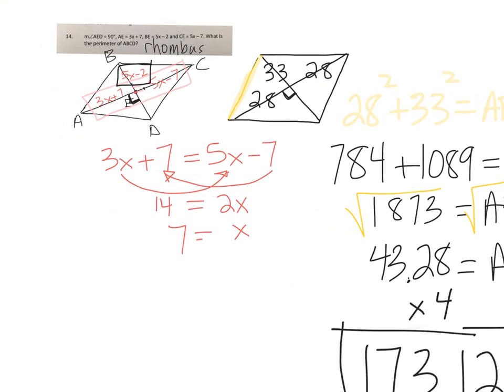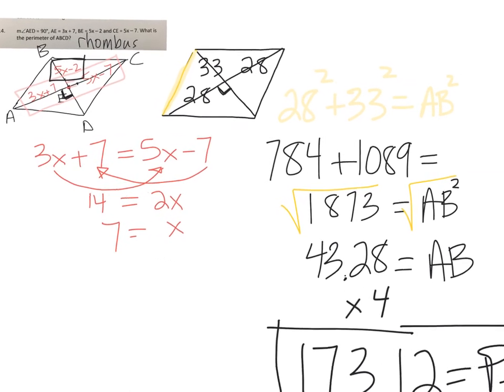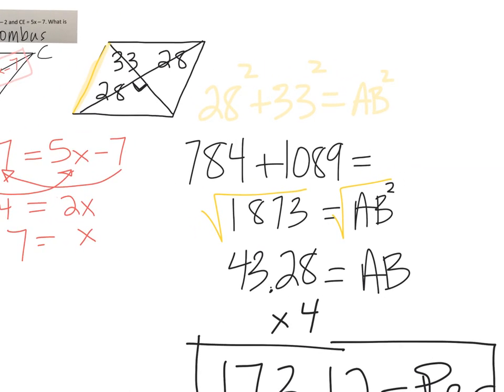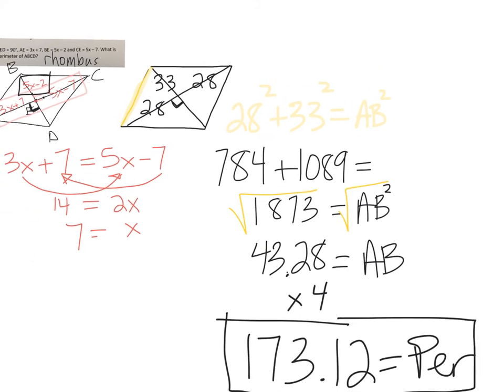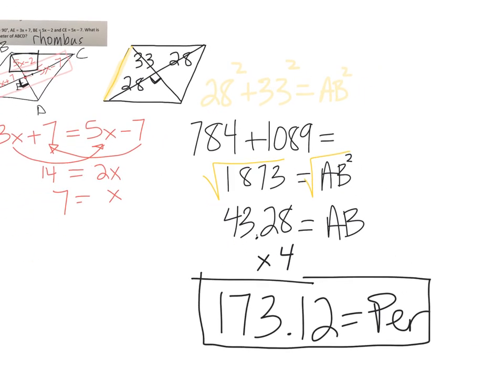So we use the property to set up an equation to solve for x. We plug that back in to find some lengths of our diagonals. We then apply the Pythagorean theorem to figure out what one side length is, and then we multiply it by 4 to find the perimeter.